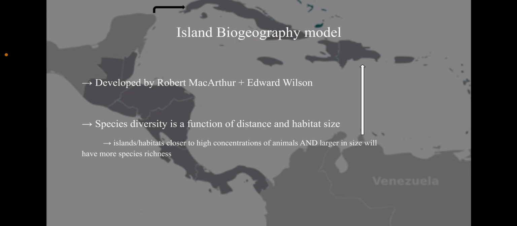The island biogeography model was developed by Robert MacArthur and Edward Wilson. They found that species diversity could be a function of distance and habitat size. Islands or habitats closer to high concentrations of animals and larger in size will have more species richness. This was illustrated using the idea of birds or other migratory animals colonizing nearer and larger islands as opposed to those that were farther away or smaller.